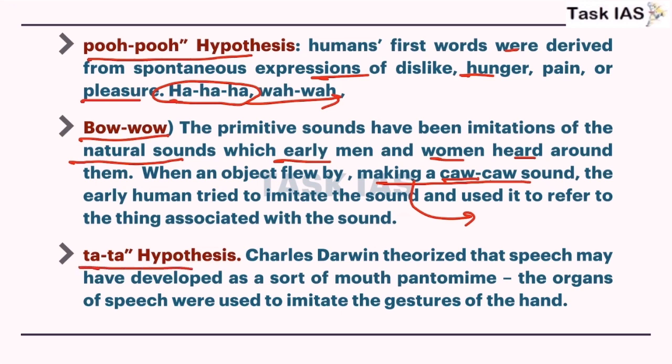Now the ta-ta hypothesis. According to it, Charles Darwin mentioned that as the activity of the human hand increased because of bipedalism, different gestures were made by hand, and the human tongue tried to imitate those gestures, and in that process different sounds were created, and these sounds led to the creation of language.